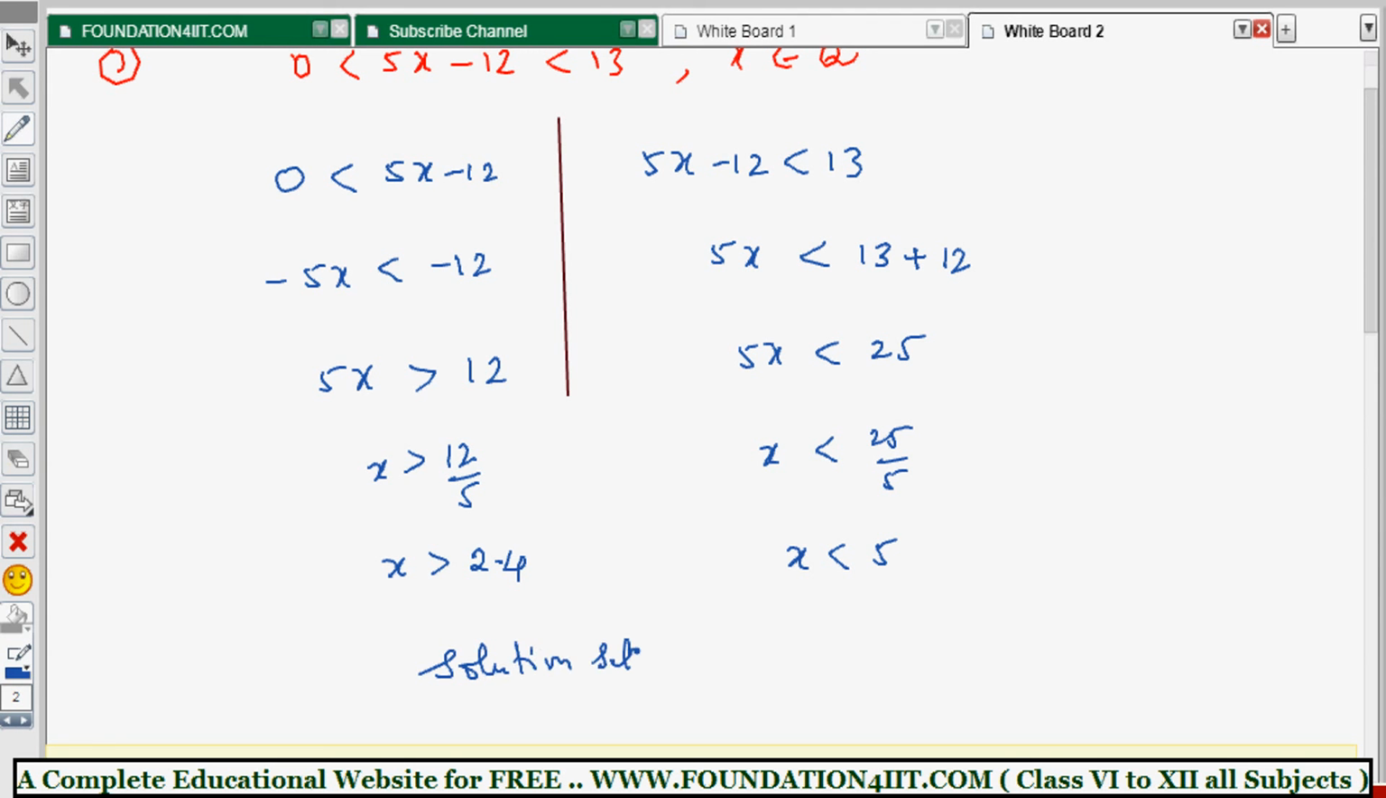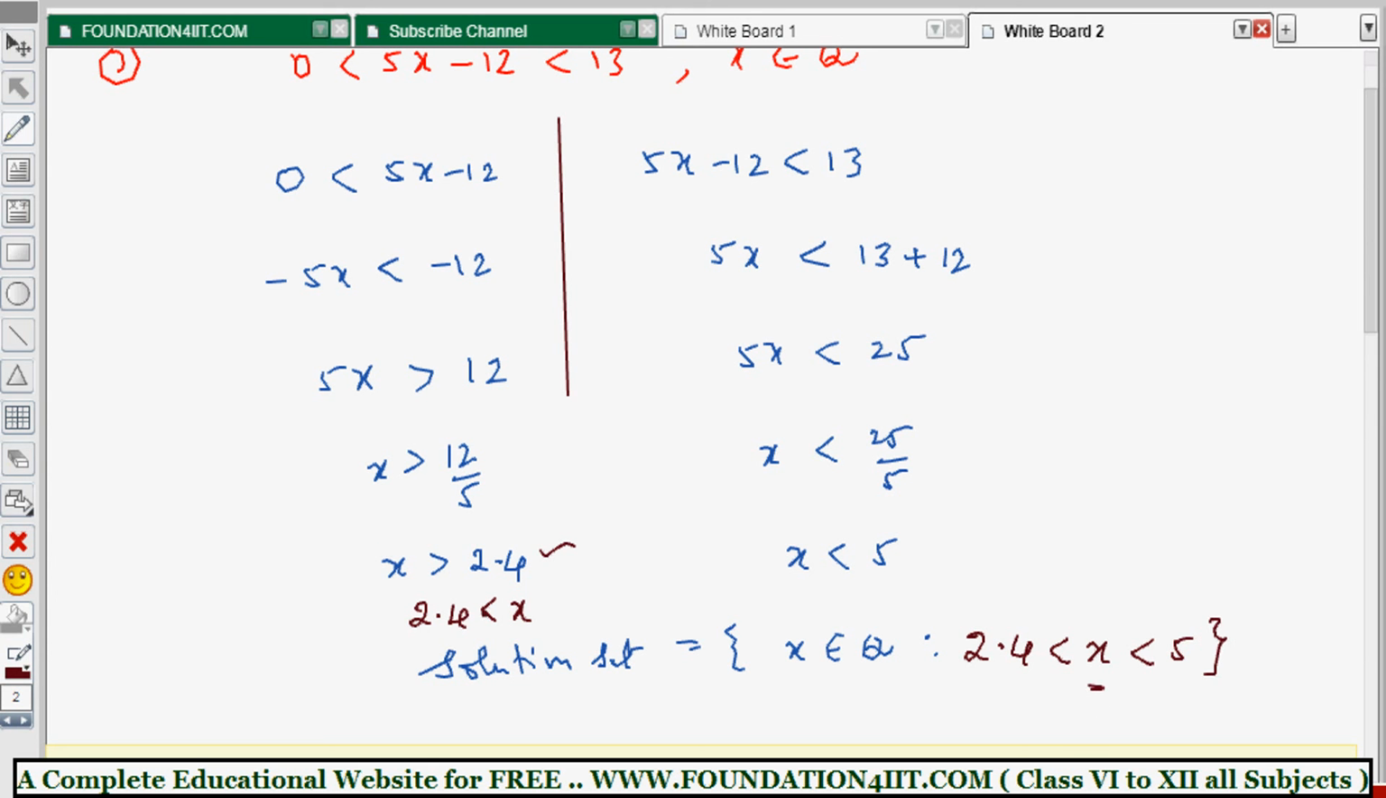So the solution set combined. So x belongs to rational numbers. Here x is greater than 2.4, which means we can convert it like this: 2.4 is less than x, right? x is greater than 2.4, then 2.4 is less than x, and x is less than 5. So x should come in the middle. In that way you need to adjust.